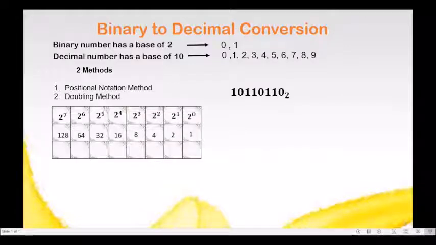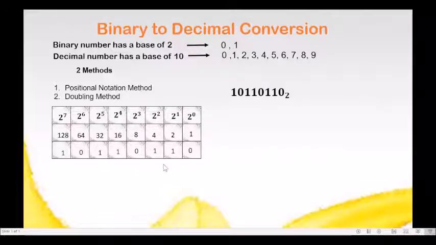Then we are going to write the digits of the given binary number below their corresponding power of 2. So we have here 1, 0, 1, 1, 0, 1, 1, 0. Then we are going to add the equivalent values of the powers of 2 which have 1 under them. Here, 128 has 1 under it. 32 has also 1 under it. 16 has also 1 under it. 4 has also 1 under it, as well as 2.